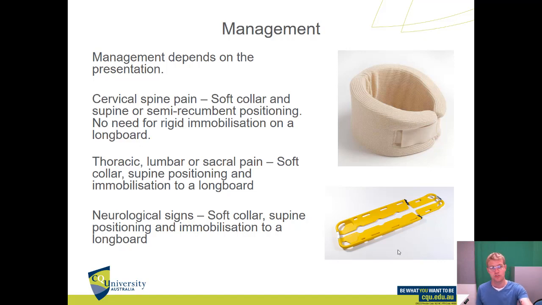So we've moved to soft collars now, away from rigid collars. They were very problematic. So someone who just, for example, has cervical spine pain, all they need is a soft collar and either supine or semi-recumbent positioning. If they just want to sit at a slight angle and keep their head still, which the collar will remind them to do anyway, there is no need for rigid full bodily immobilization on a spine board.